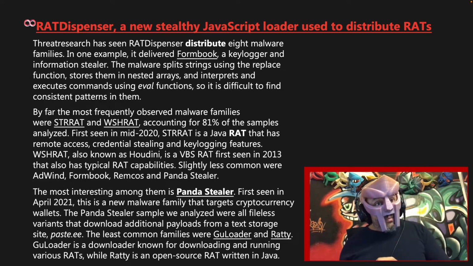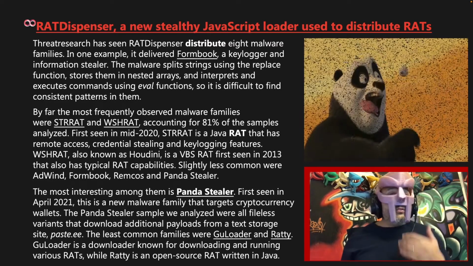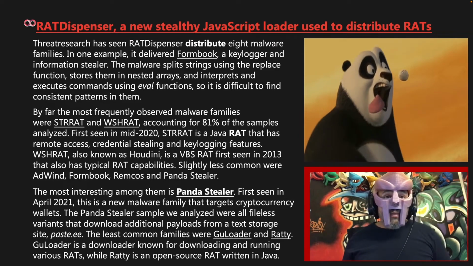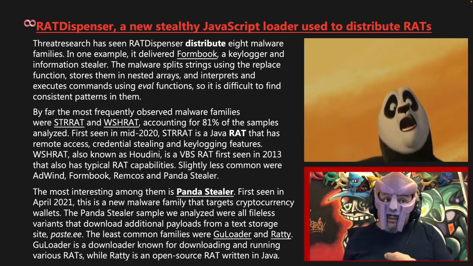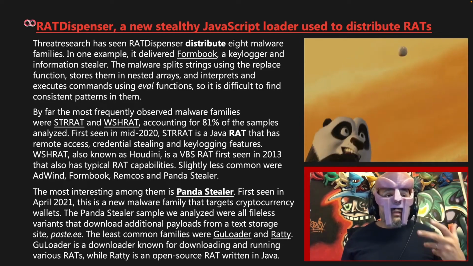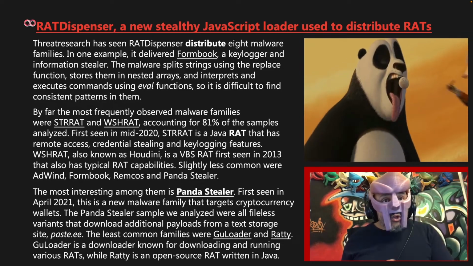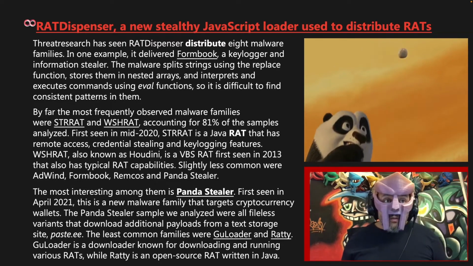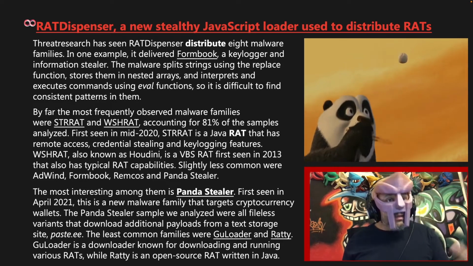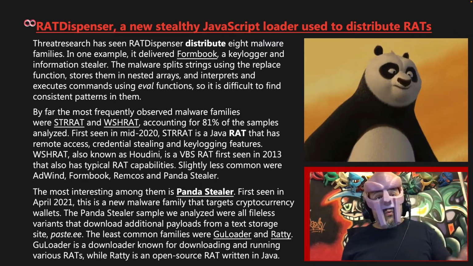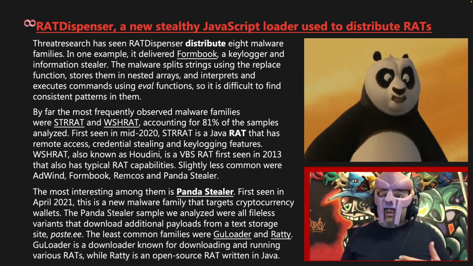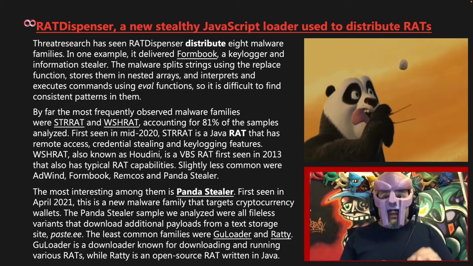The most interesting among them is Panda Stealer. First seen in April 2021, this is a new malware family that targets cryptocurrency wallets. The Panda Stealer samples analyzed were all fileless variants that download additional payloads from a text storage site, paste.ee. The least common families were GuLoader and Ratty. GuLoader is a downloader known for downloading and running various RATs, while Ratty is an open source RAT written in Java. So, what can we learn?